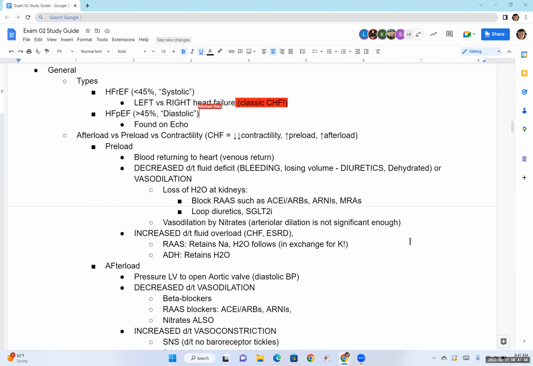You can think of preserved EF as pre-CHF, but sometimes you skip steps. You can go preserved EF to death, or preserved EF to cardiogenic shock, or preserved EF to massive MI, or whatever it may be. All the complications of it, right? But the one that has the most complications is going to be our classic CHF, which is your HF reduced ejection fraction, HFrEF, and it's classified as less than 45%. All right. Yes.